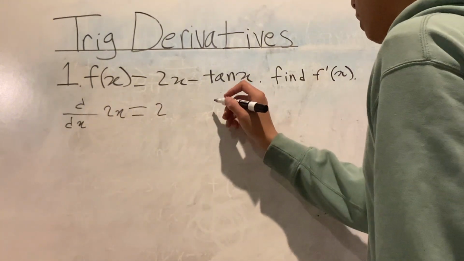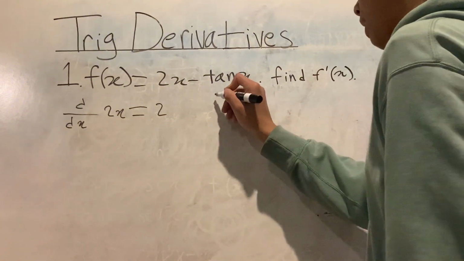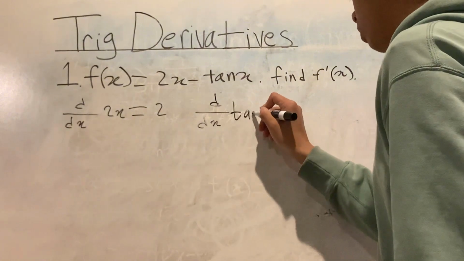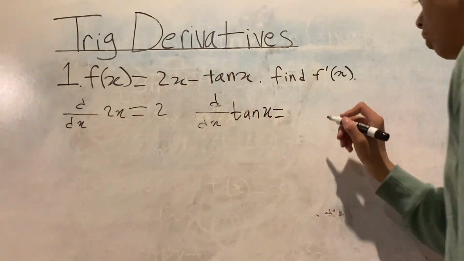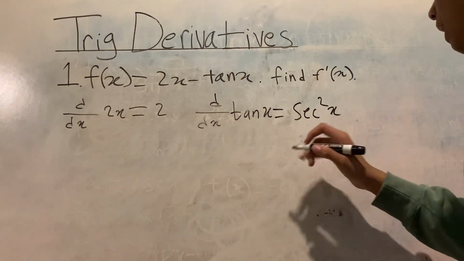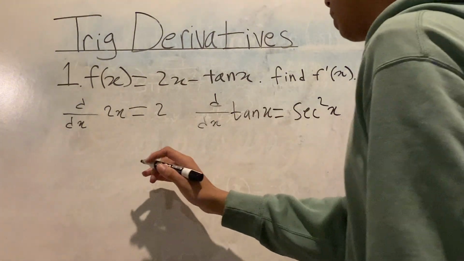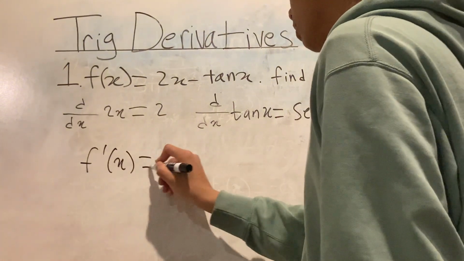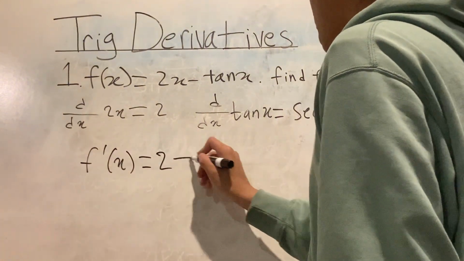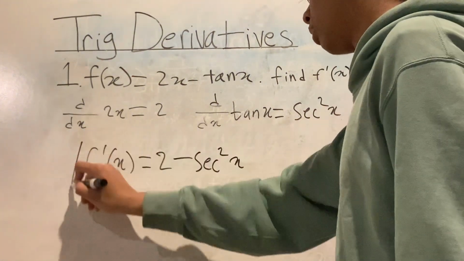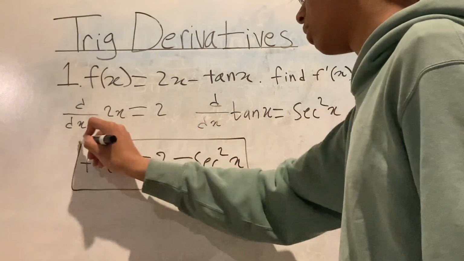And now let's look at the derivative of tan x. And this is just going to equal secant squared x. And remember, there's a negative, so we can just say f prime of x equals 2 minus secant squared x. And that's the final answer.